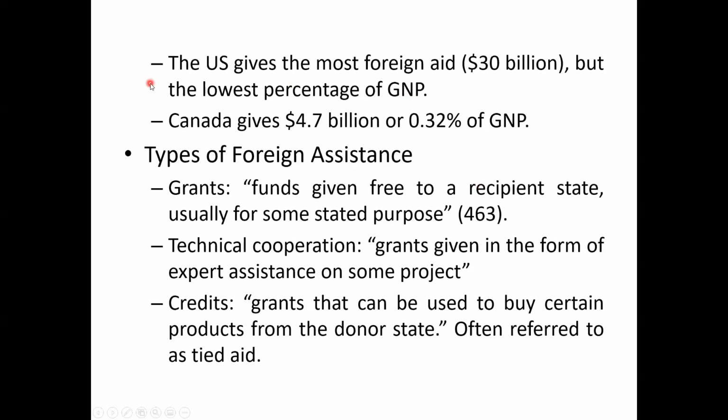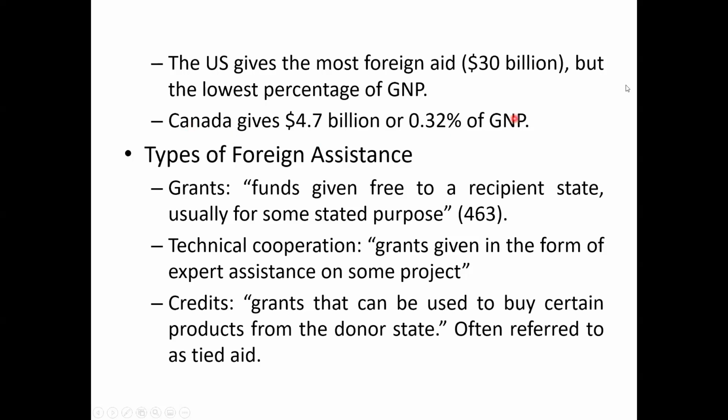The US gives the most foreign aid, approximately 30 billion, but the lowest percentage of GNP. So it's the largest amount of foreign aid because it's the largest economy. But if we look at percentage of GNP, it's actually the lowest. Canada gives 4.7 billion, or approximately 0.32% of GNP. So not even half of our target.